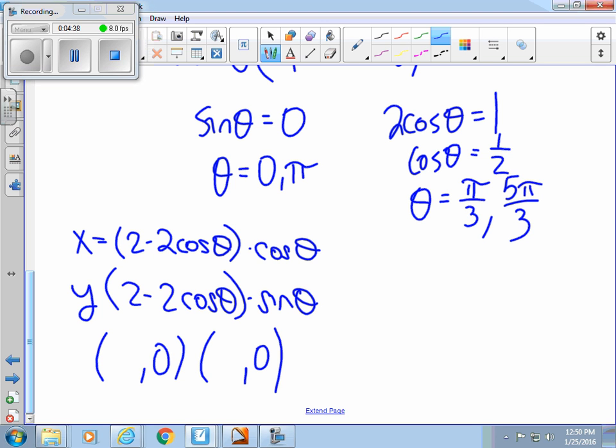Okay. So the 2 points from the 0 and the pi have y values of 0. The x value on the first one, on 0, cosine of 0 is 1. So 2 minus 2 is still 0. And then cosine of pi is negative 1, so that would be 4 times 1, 4. Cosine of pi would be 4, when you plug in, right?